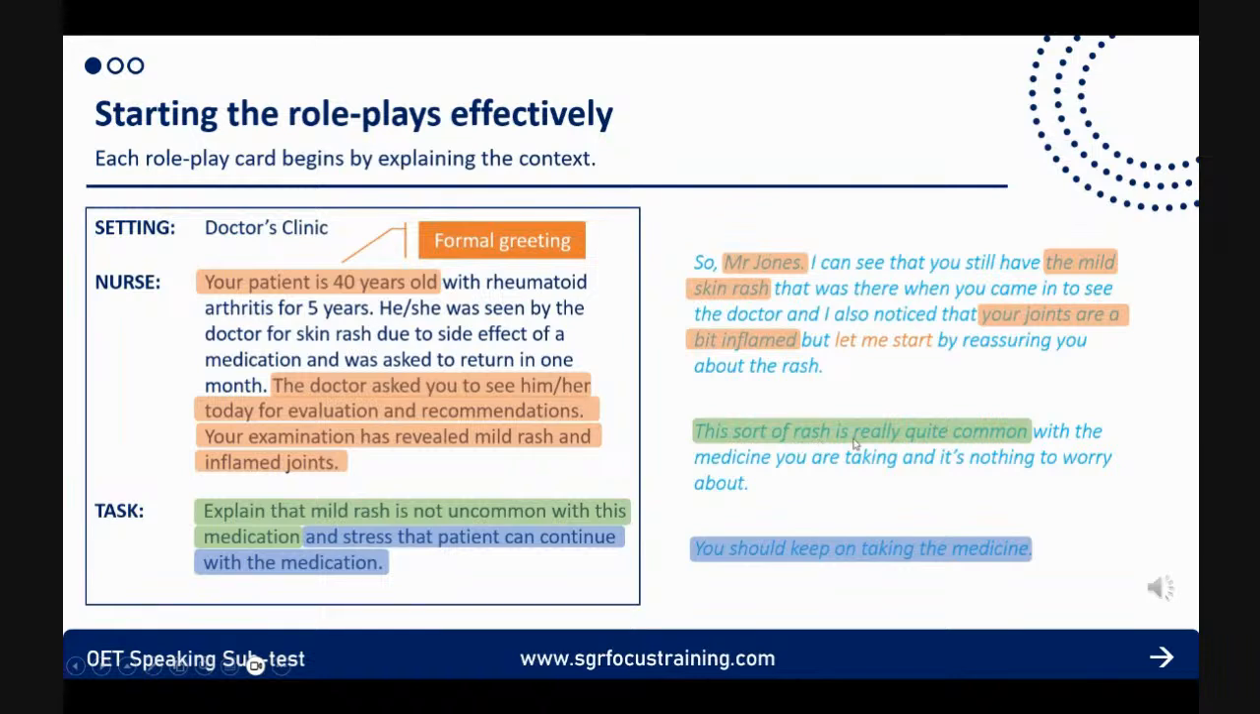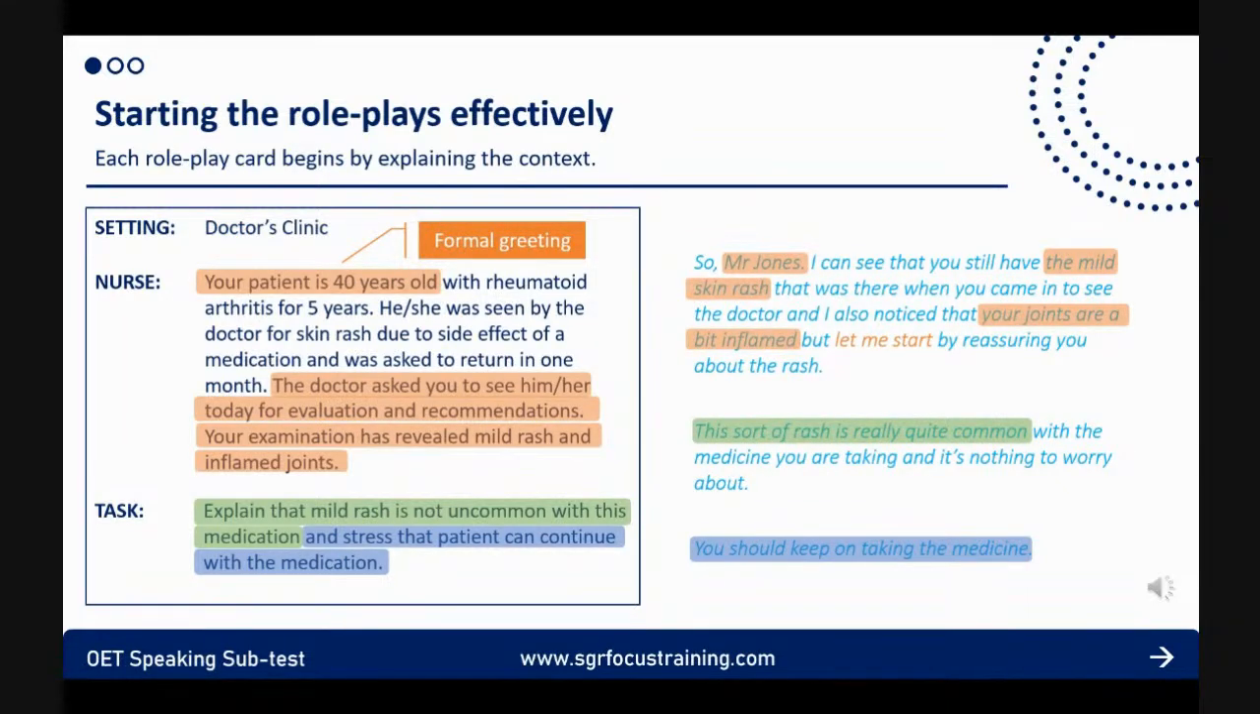This sort of rash is really quite common, okay? Because remember, double negatives, okay? It's really quite common with the medicine you're taking, and it's nothing to worry about. And then you did the second task, which is you should keep on taking the medication. You're going to recommend to continue.